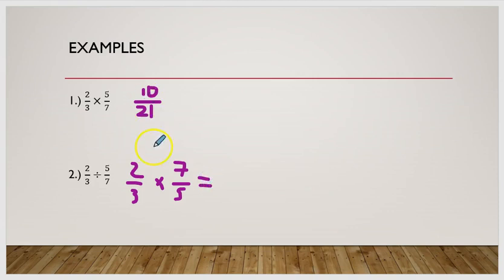Now we can do the same thing we did above. 2 times 7 is 14. And in the bottom, 3 times 5 is 15. Nothing to reduce, so that's our answer.